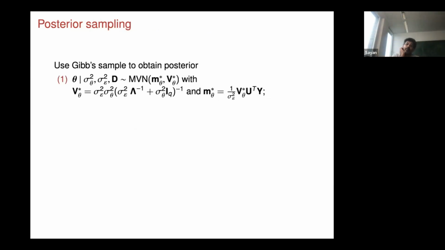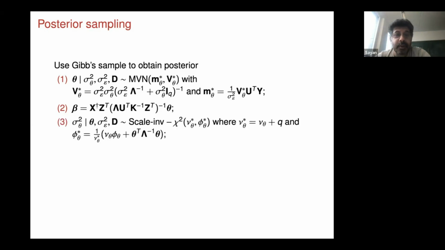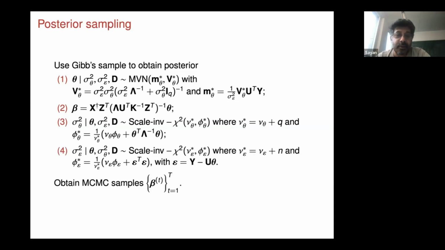So the way we get at this posterior is we can use Gibbs sampling. We have our theta given the sigma of the theta, the sigma of the noise, and the data, which is multivariate normal. Because everything is multivariate normal, we know exactly what the mean and the variance are. Then we have a deterministic formula to get back our analog of an effect size, which is a beta. And given that, we can get our variances. And this gives us MCMC samples of the betas.